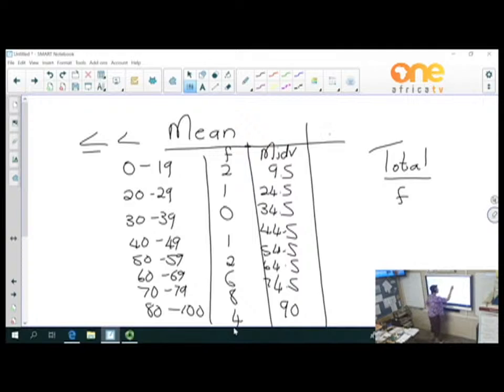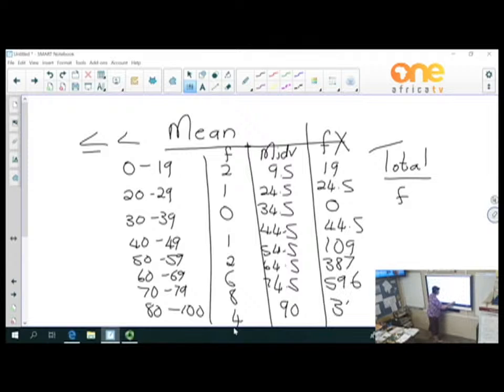Then we make another new column which we call fx. And fx is then the mid value times the frequency. Come, so let's quickly get that. 2 times 9.5 is again 19. This one is 24.5. This one is 0. 44.5. Okay, let's calculate quickly here. 2 times 54.5 is 109. 6 times 64.8 times 74 is 596. And 4 times 90 is 360.